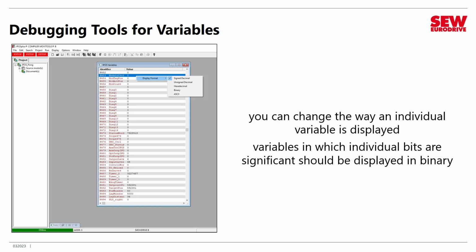If you're looking at individual bits, if you care about individual bits, then definitely go to binary because you can see those individual bits flipping. So if you're looking at something where the bits are significant rather than the number as a whole, that is really useful.